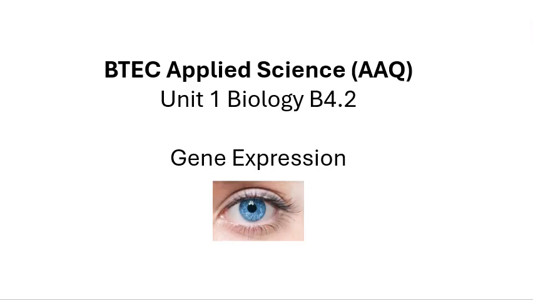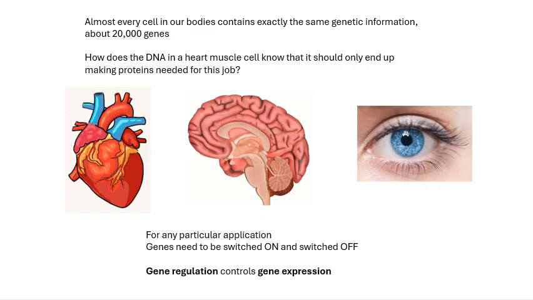We've been talking about DNA and the structure of DNA. Now, gene expression, what's that then? Well, now we know that almost every cell in our body contains exactly the same genetic information, which is about 20,000 genes. Now, if you were a cell in the heart, how does that DNA know that it wants to make proteins needed for a heart?